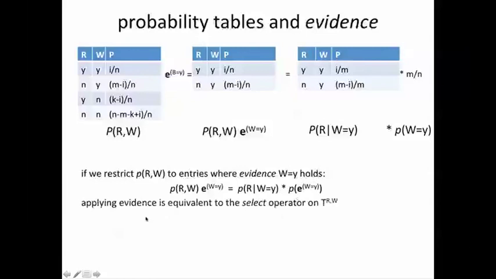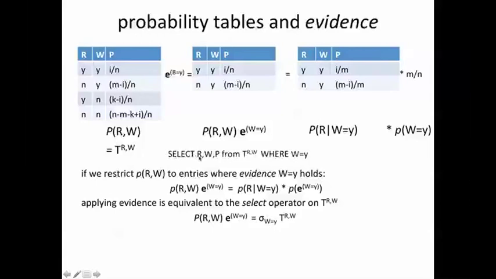Now, coming back to SQL, it turns out that applying evidence is the same thing as using the select operator on the table R comma W, which is just this table. So what we did is multiply P(R,W) by the restriction operator, which is the same as doing a select. In other words, select R, W, P from this table where W equals yes. That's fairly obvious.